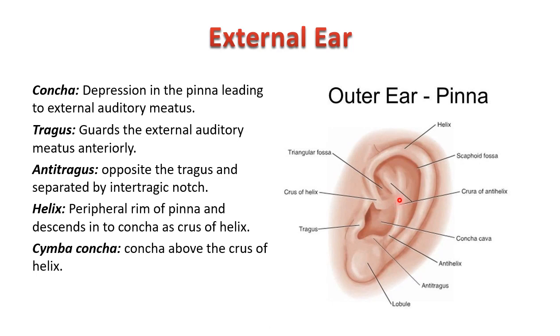As it passes above, it forms the crux, which splits to enclose a small area called the triangular fossa. And the depression which you see between the helix and the antihelix is called the scaphoid fossa. So that is called the scaphoid fossa.